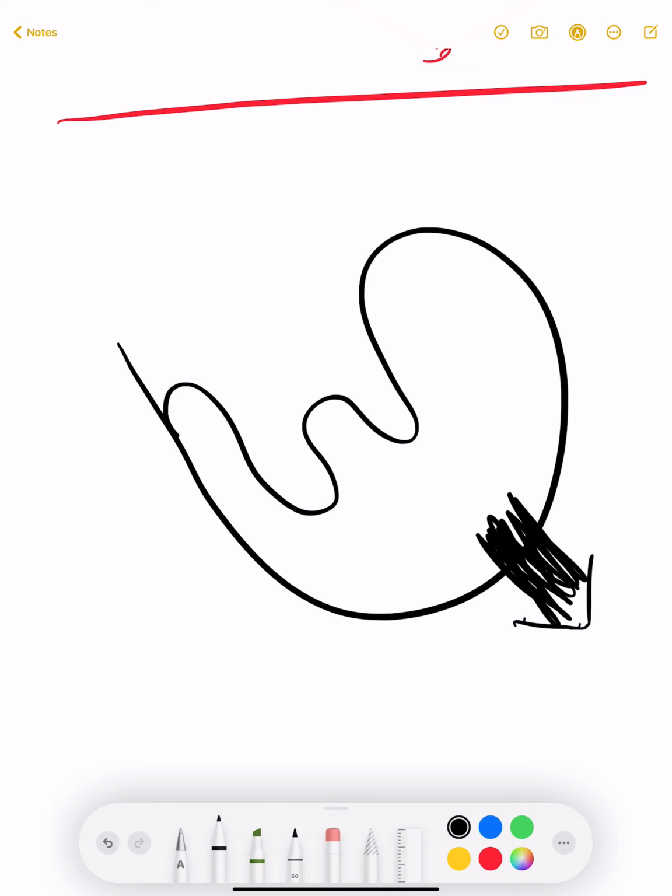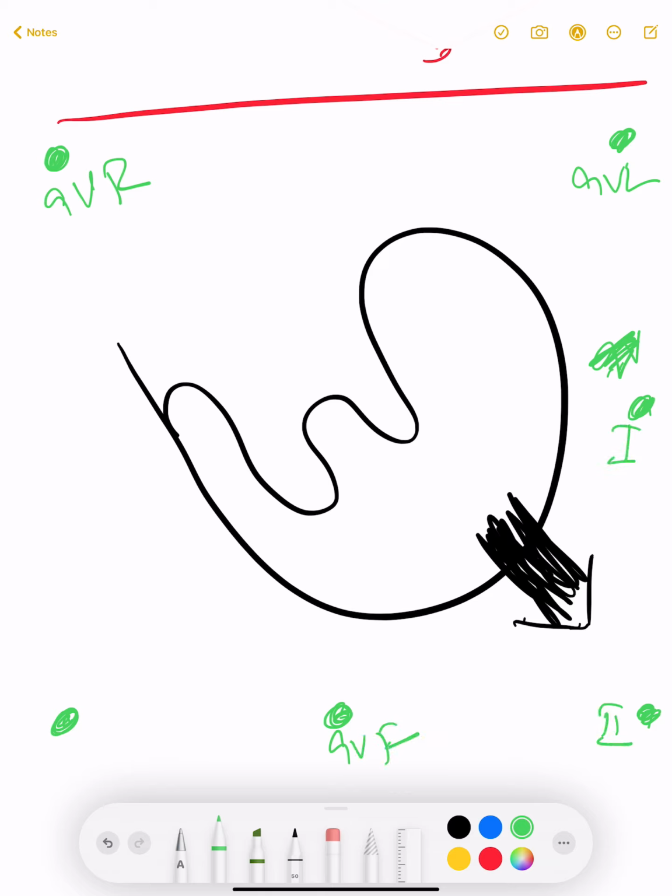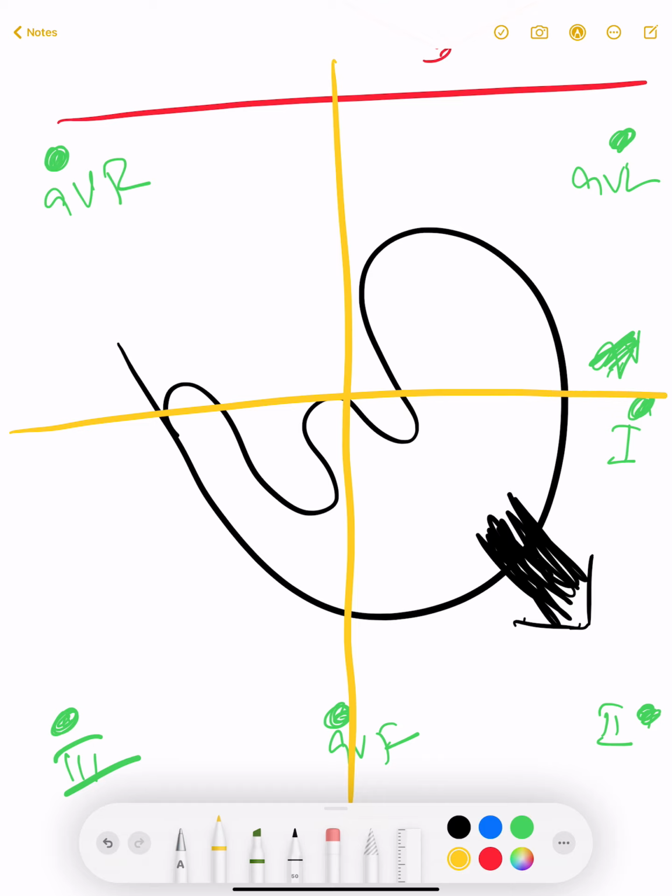So this was our normal cardiac axis, and from the previous video we know that we have different leads around the heart, and these leads are actually the windows from where we can see our heart. So this was AVR, this was AVL, this was AVF, this is lead 1, this is lead 2, and this is lead 3. If we divide this page into 4 quadrants, our normal cardiac axis lies in this quadrant.